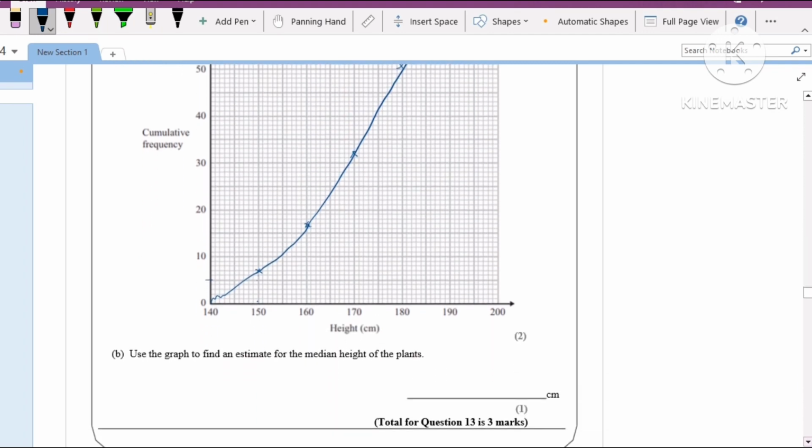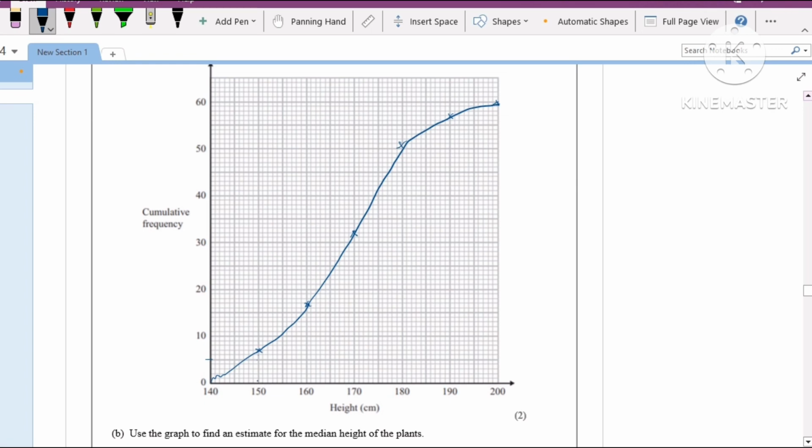Use the graph to find an estimate for the median. Median is basically the middle value. So the total frequency here is 60. For the median, you will take 1/2 times total frequency. For the upper quartile, you will take 3/4 of total frequency. For the lower quartile, you will take 1/4 of total frequency.